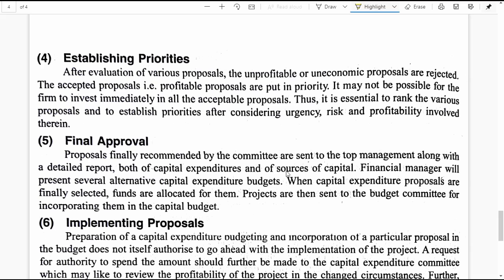The fifth step to be considered in capital budgeting process is final approval. Proposals finally recommended by the committee are sent to the top management along with a detailed report, both of capital expenditures and of sources of capital. Financial manager will present several alternative capital expenditure budgets. When capital expenditure proposals are finally selected, funds are allocated for them. Projects are then sent to the budget committee for incorporating the details of the project in the capital budget.